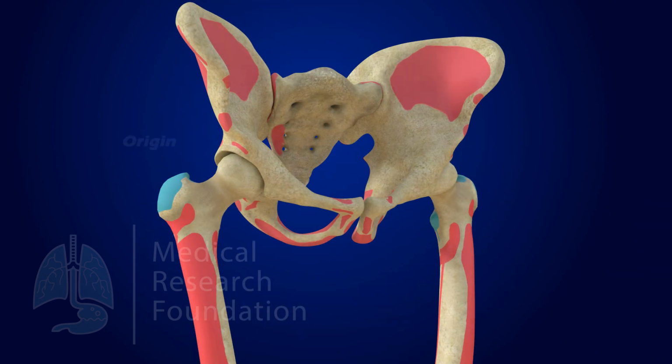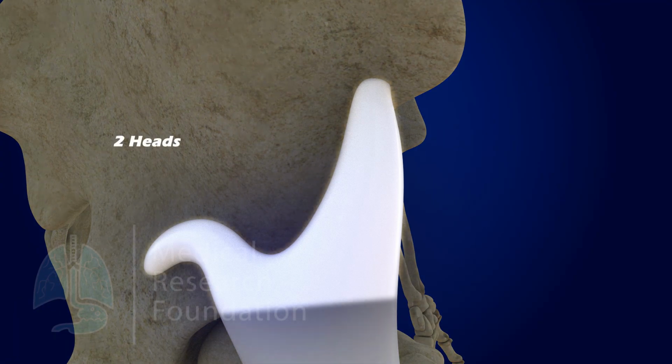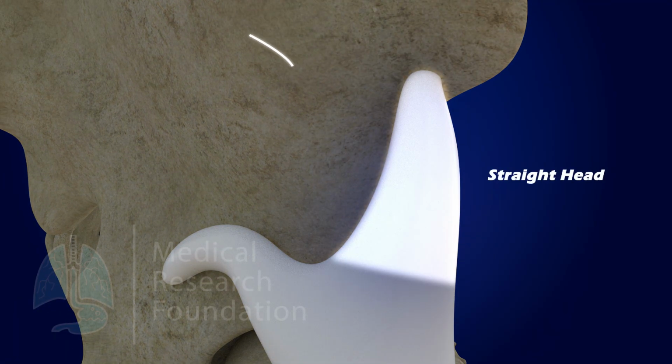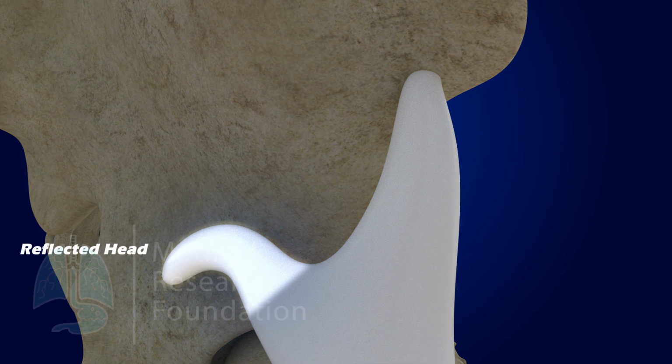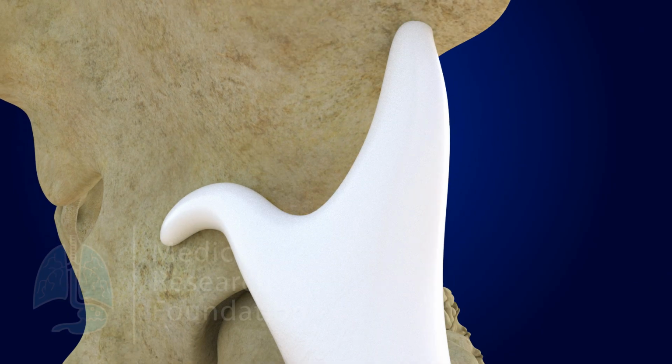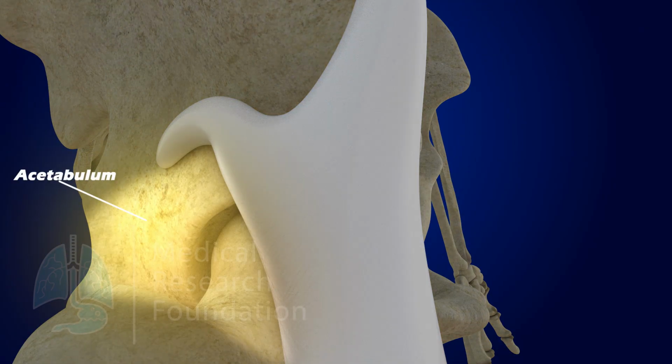Origin. It arises from the ilium by 2 heads. Straight head arises from the upper part of the anterior inferior iliac spine. Reflected head arises from a groove above the acetabulum.